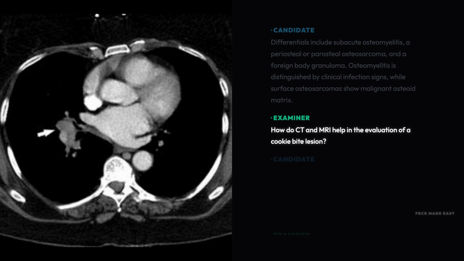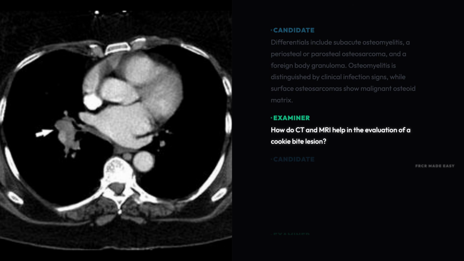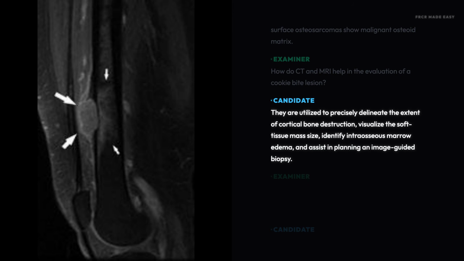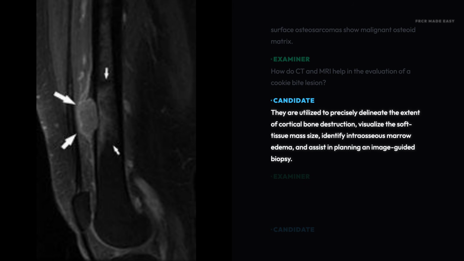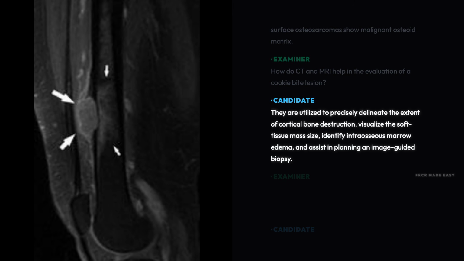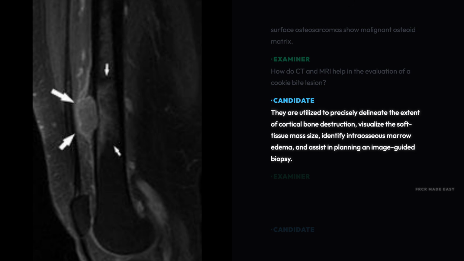How do computed tomography and magnetic resonance imaging help in the evaluation of a cookie bite lesion? They are utilized to precisely delineate the extent of cortical bone destruction, visualize the soft tissue mass size, identify intraosseous marrow edema, and assist in planning an image-guided biopsy.